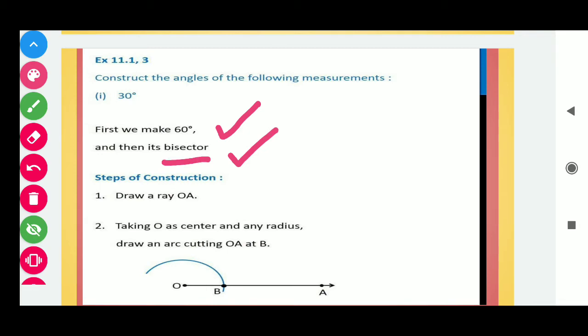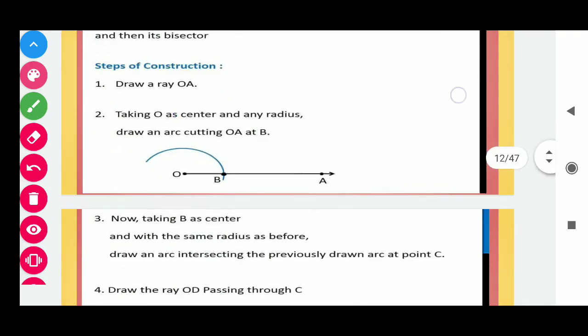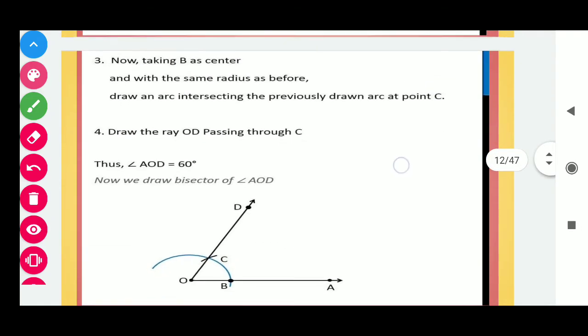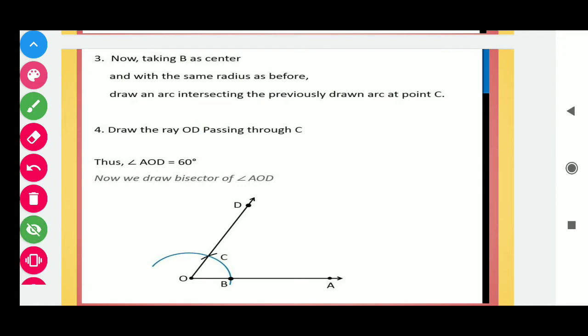Steps of construction are: first, draw a ray OA. Students, first of all you have to draw a ray OA and, taking O as a center, make a semicircle. Okay, draw an arc cutting OA at B, and after that, now taking B as a center and with the same radius as before, draw an arc intersecting the previously drawn arc at point C.